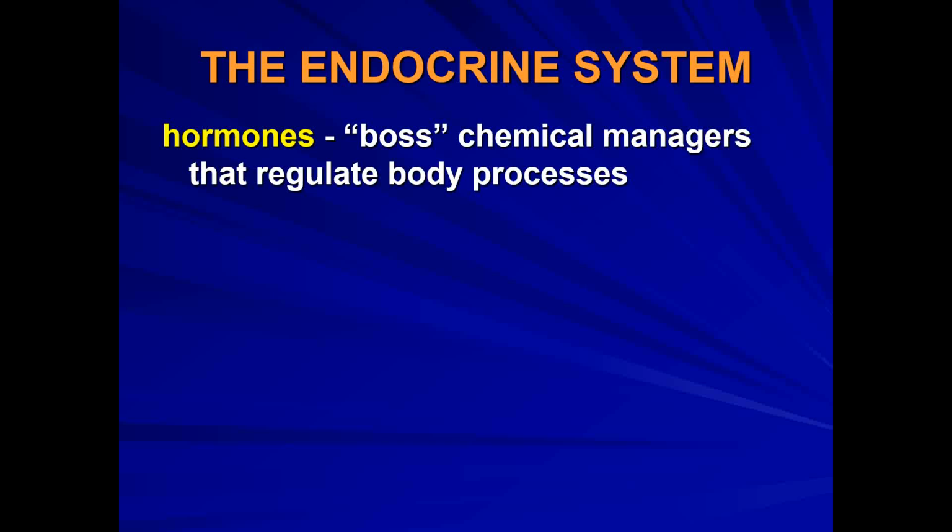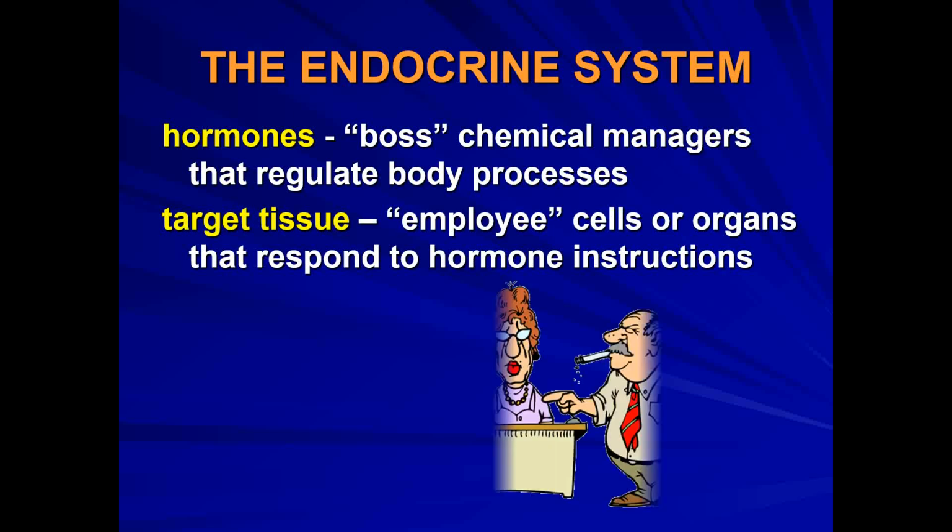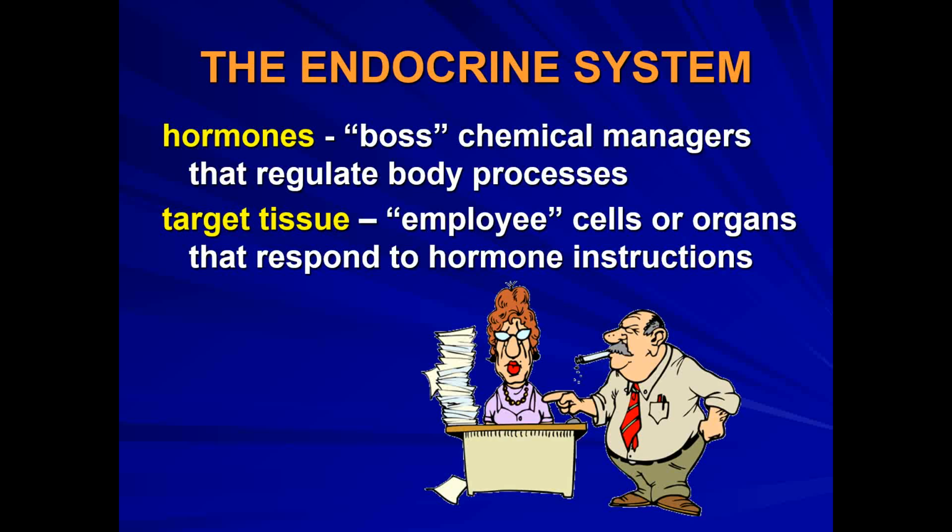And we have a term for whoever is going to react to the hormones, sort of like the employees. Those are going to be the target tissue, and we call those the employee cells. They're going to respond to the instructions. The idea being the hormone is specifically going to tell the kidney what to do. The kidney is the target tissue of that hormone. Not every tissue responds to every chemical, but the ones that do are considered the target tissue.